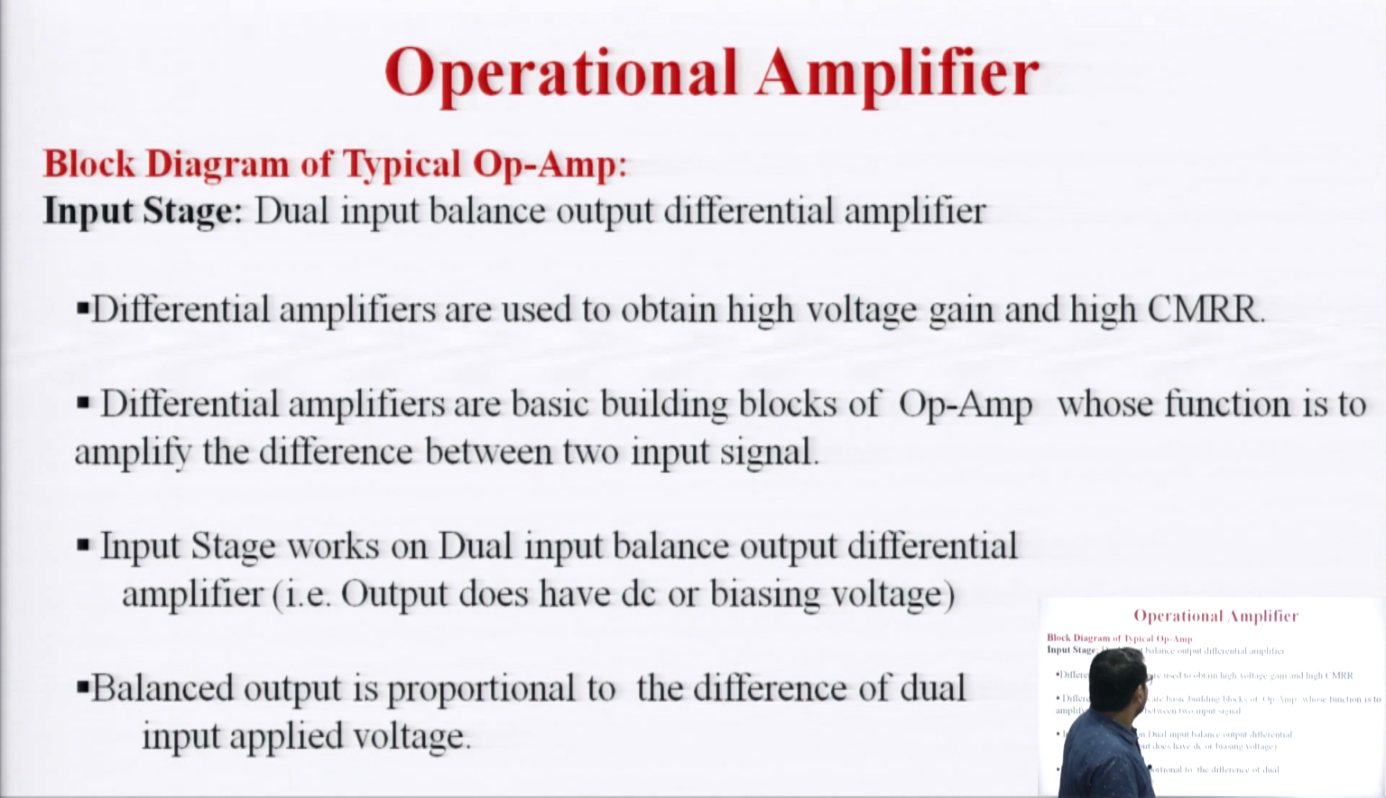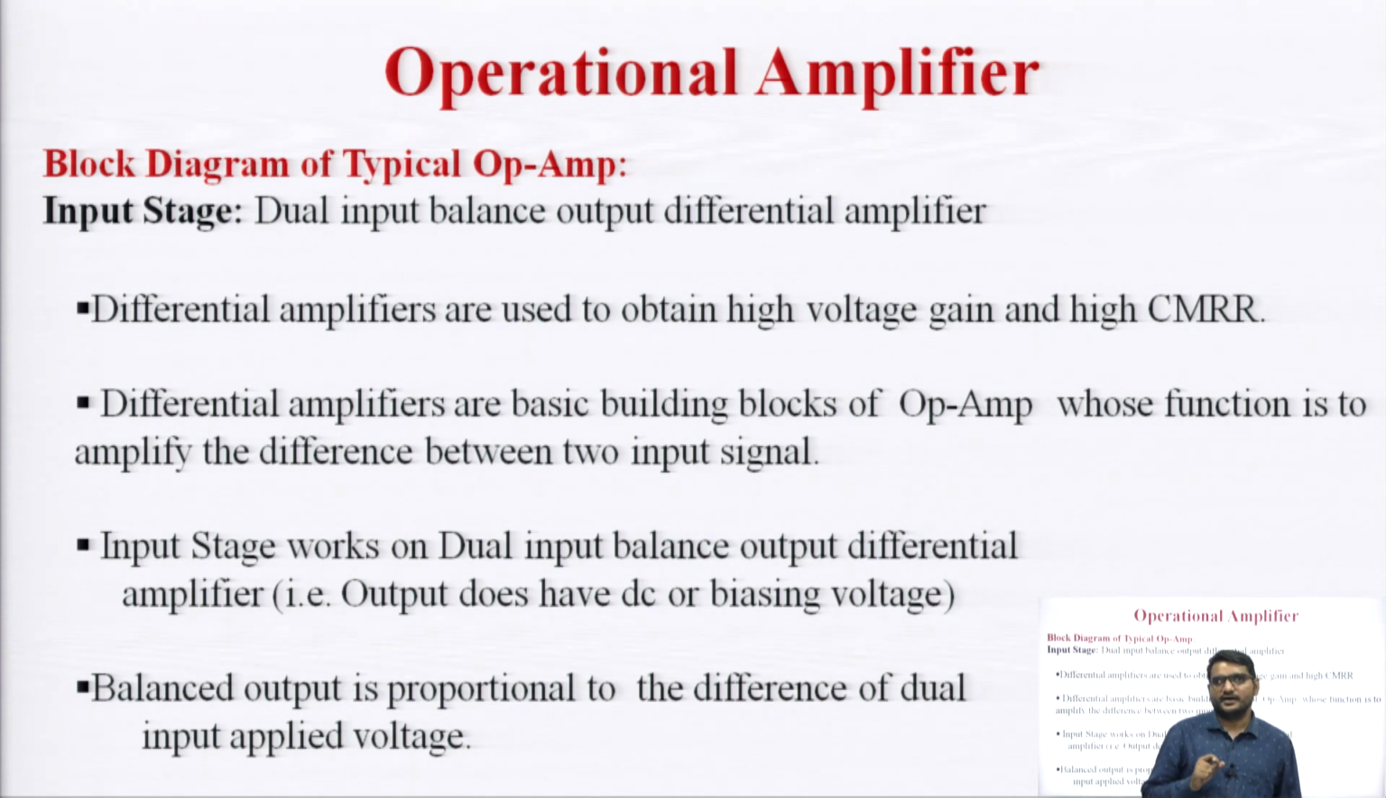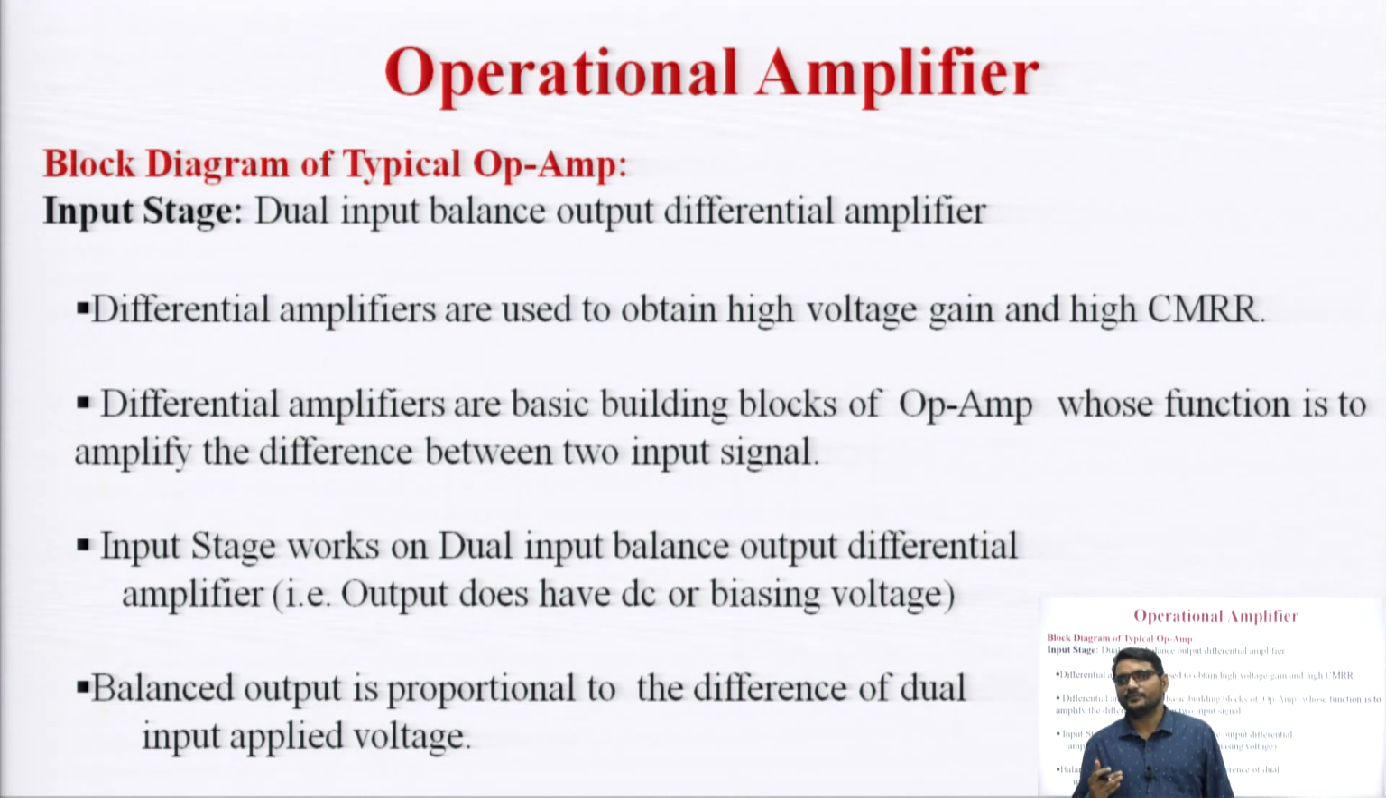Okay. So we discuss the first stage. The first stage is a dual input balanced output differential amplifier, and the differential amplifier is the basic building block of an operational amplifier. A differential amplifier is used to obtain high gain, and we get a high CMRR, common mode rejection ratio, with the help of the differential amplifier.